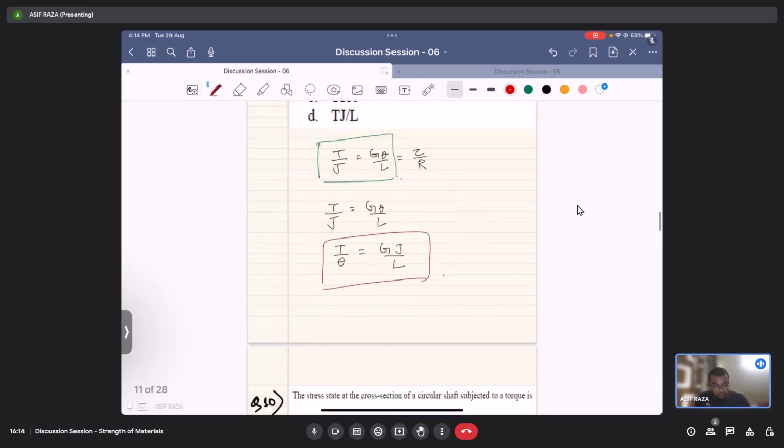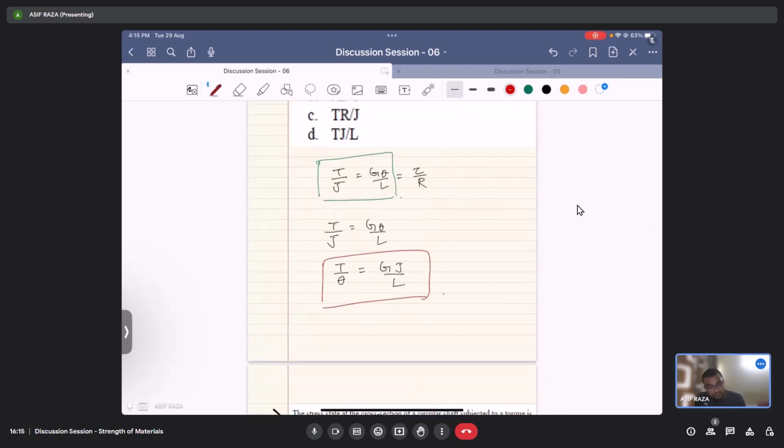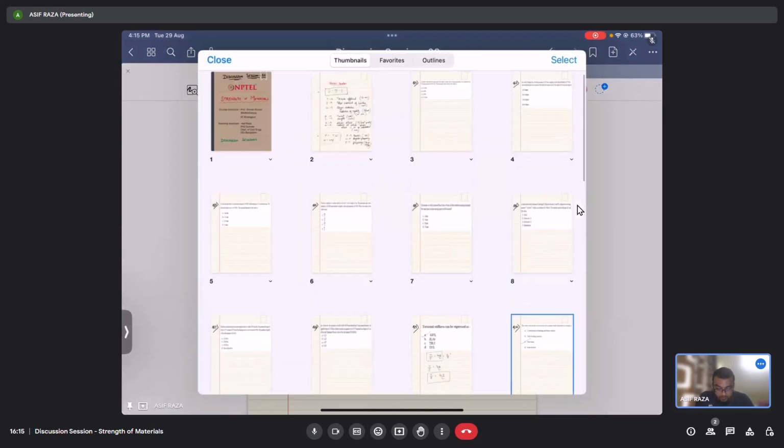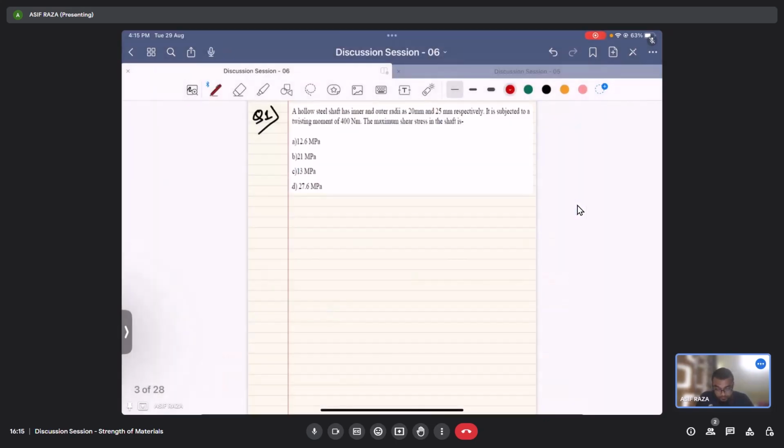So you can think about this like, here we are talking about shear stresses only. So this is a case of pure shear. So yeah, it's a direct question. Now let's move on to the next question.